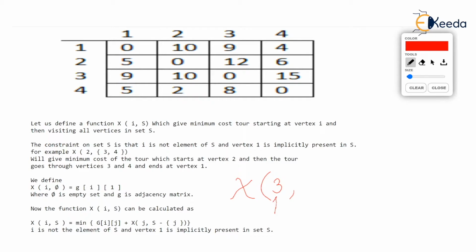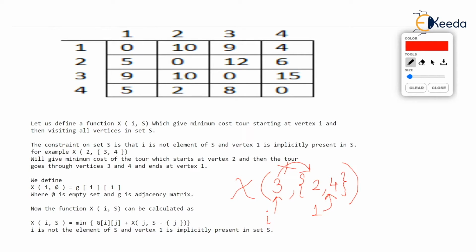And next follows the set, this set S. But the limitation on set S is of course set of all vertices, but the limitation is this vertex 3 should not be member of this set. So what we can write here is 2 comma 4. As there are 4 vertices, 1, 2, 3, 4 in our example, I have written 2 comma 4, but what about vertex 1? Vertex 1 is always in this set. We implicitly assume that 1 is there in this set.